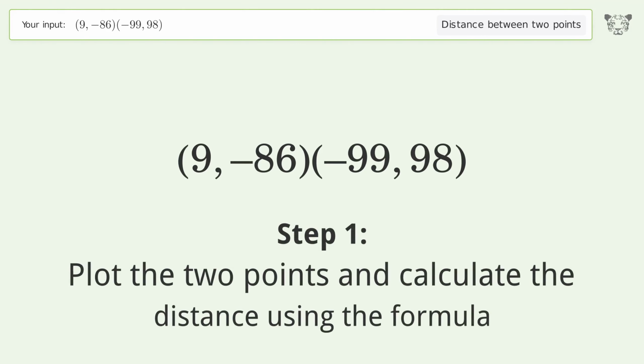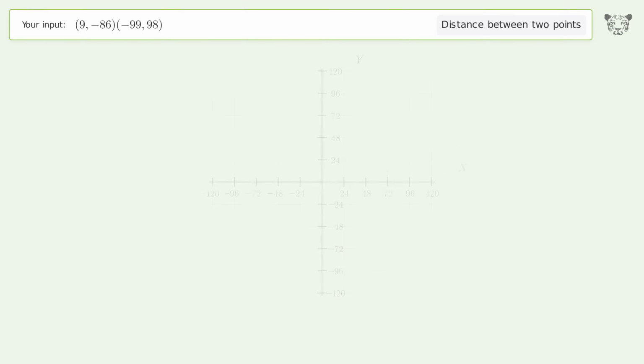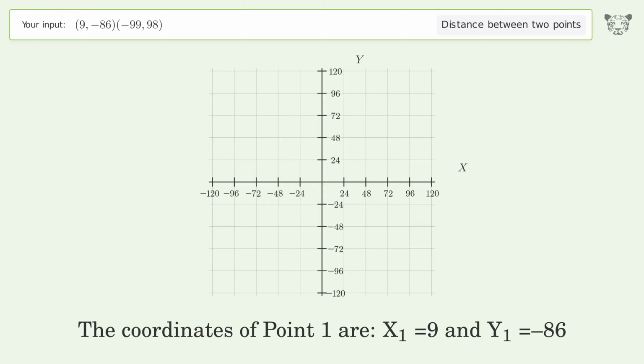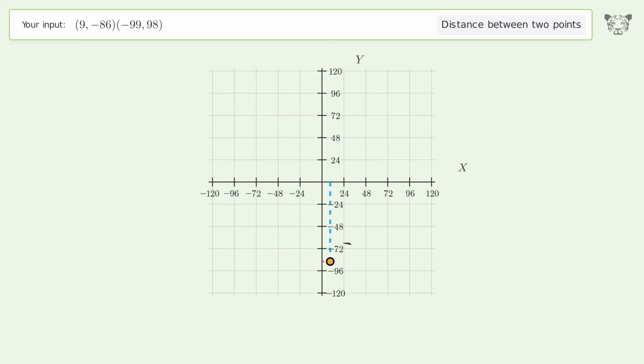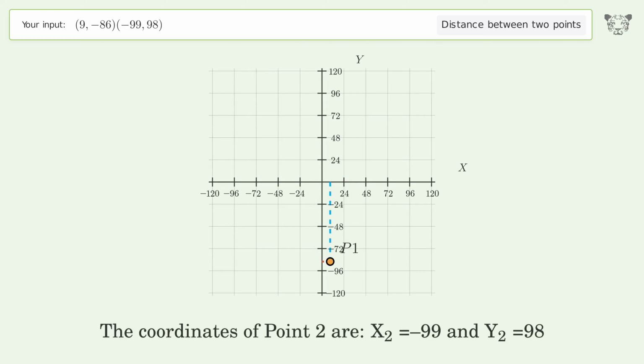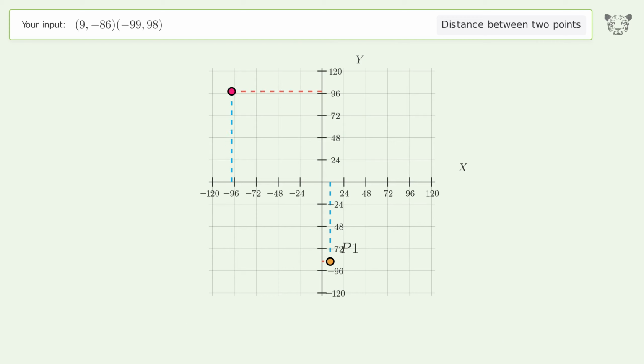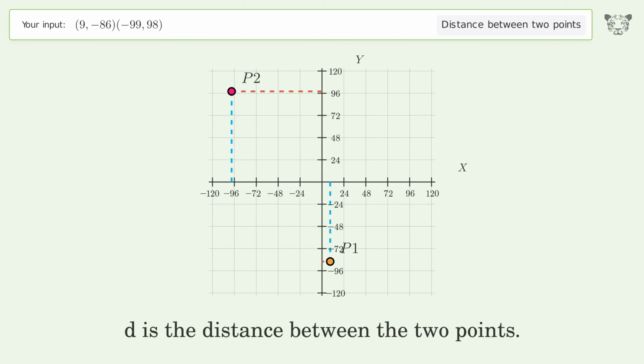Plot the 2 points and calculate the distance using the formula. The coordinates of point 1 are x1 equals 9 and y1 equals negative 86. The coordinates of point 2 are x2 equals negative 99 and y2 equals 98. D is the distance between the 2 points.